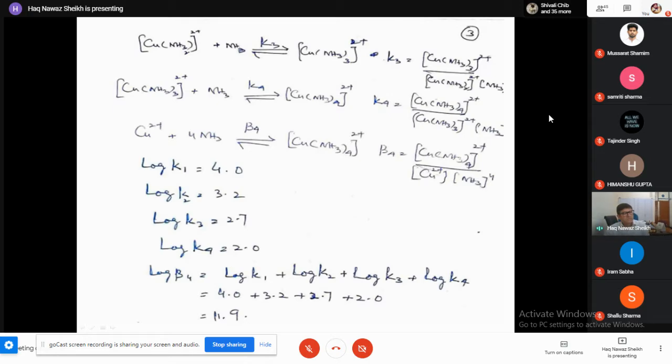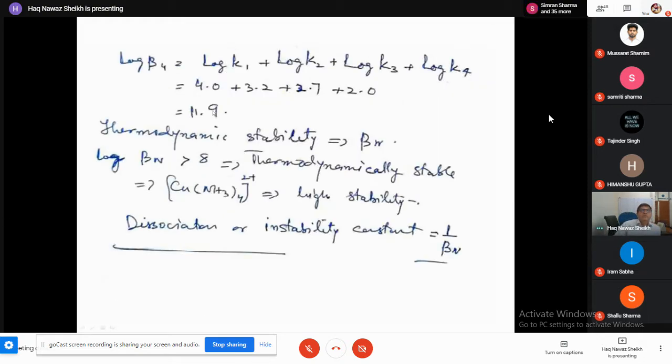Generally, if the overall equilibrium constant has a value more than 8, it is called a stable complex. If it is less than that, it is not called a stable complex. So with 11.9, thermodynamic stability is directly proportional to the overall equilibrium constant. Beta n greater than 8 means thermodynamically stable. Copper tetraamine has high stability. Dissociation and instability constants are inversely proportional, so the reciprocal of the overall equilibrium constant is called the dissociation constant. If you take the reciprocal, you generate the instability constant or dissociation constant.